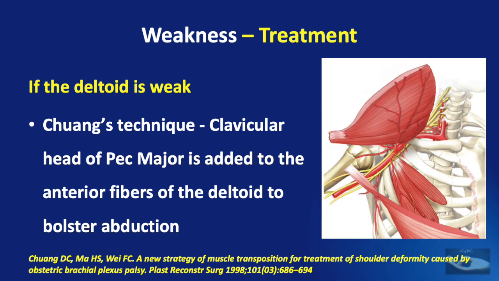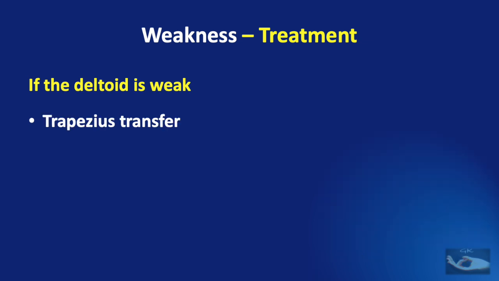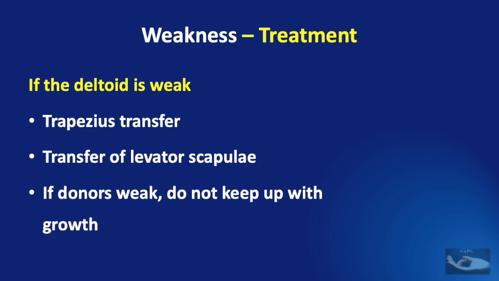Here, if the pectoralis major is strong, the clavicular head of the pectoralis major is added to the anterior fibers of the deltoid to increase the power of abduction. This requires a moderately strong deltoid. Trapezius transfer of the upper third of the trapezius to the deltoid gives moderate results. Transfer of the levator scapulae can also be done for the deltoid. When we use weak donors, the initial good results do not keep up with growth and puberty-induced weight changes.